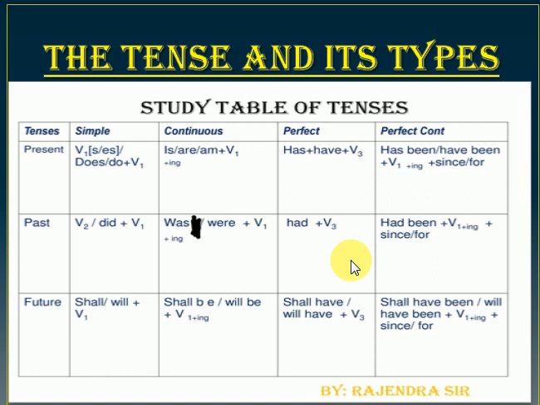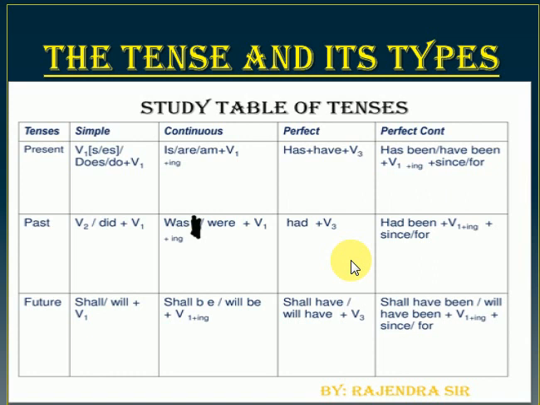Today I am with one of the important topics in grammar: the tense, and the table you are seeing. But before that, let me clarify. Tense means what? Tense means time, and it indicates when an action is done. And for action, you have to know about the verb. So the verb is the main part here, which determines when the action was done.